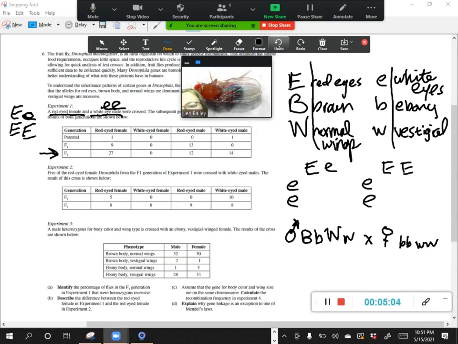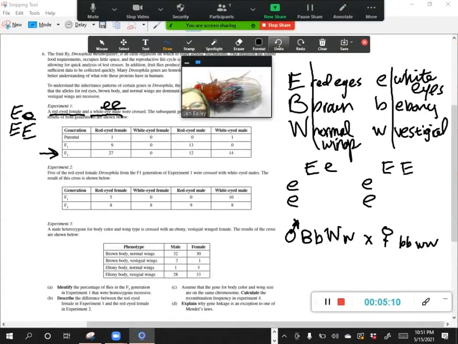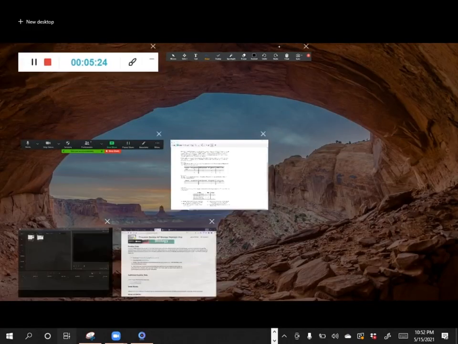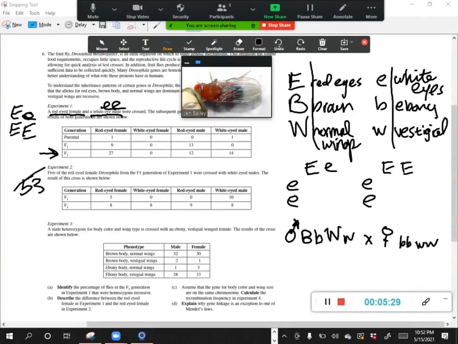That's 53, okay? Sorry, guys. That's 53, and we divide 14 by 53. And that is going to be 26.4. I'm having some trouble with this. Okay, so you can do that math really quick on your calculator. It's 26.4%. That is going to be the answer to A, 26.4%.